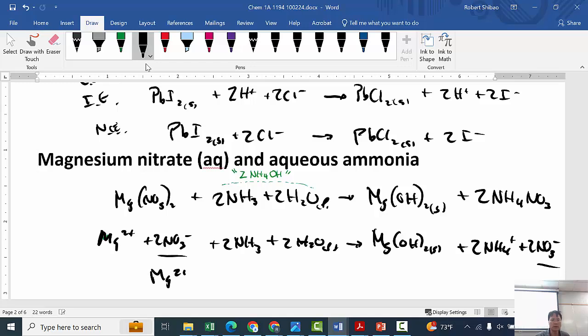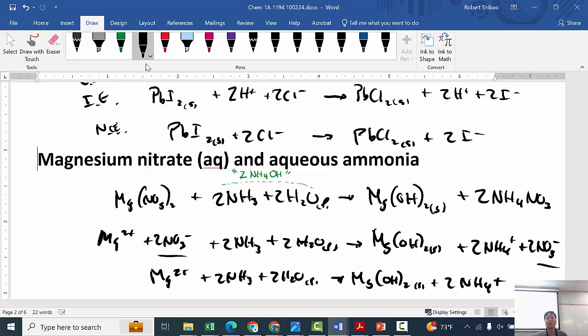And so the net ionic equation will be magnesium 2+ plus 2 ammonias plus 2 waters yields magnesium hydroxide and 2 ammoniums. Now, you could write, okay, the driving force for this is precipitate, but I don't want to read it over here. I want you to show me what precipitates. So you could just draw an arrow and just say precipitate, something like that.